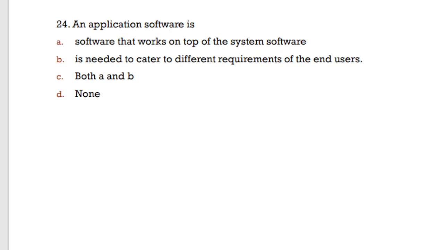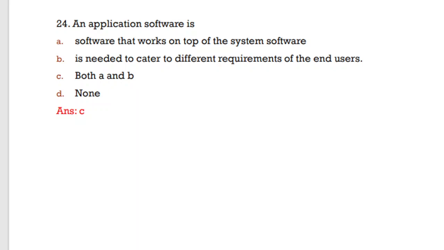Next, an application software is software that works on top of the system software and is needed to cater to different requirements of the end users. Both A and B, or none? Both A and B, obviously. Software that works on top of the system software. Obviously we need to have a system software. One example of system software is the operating system.